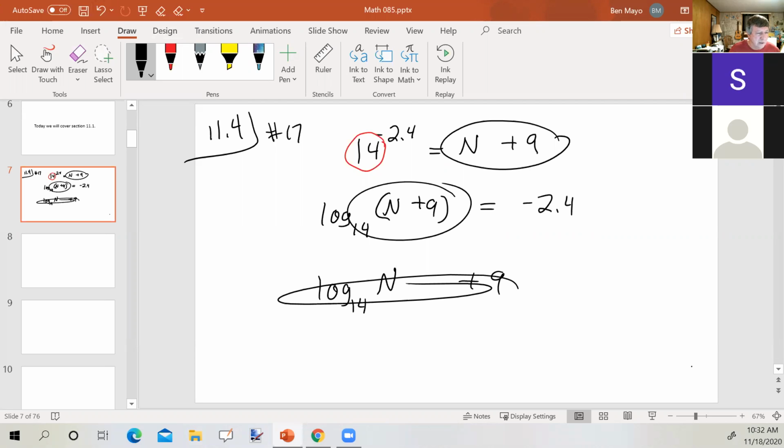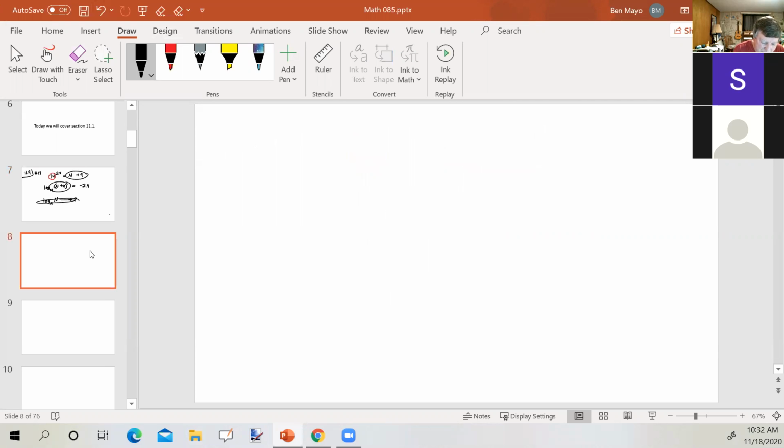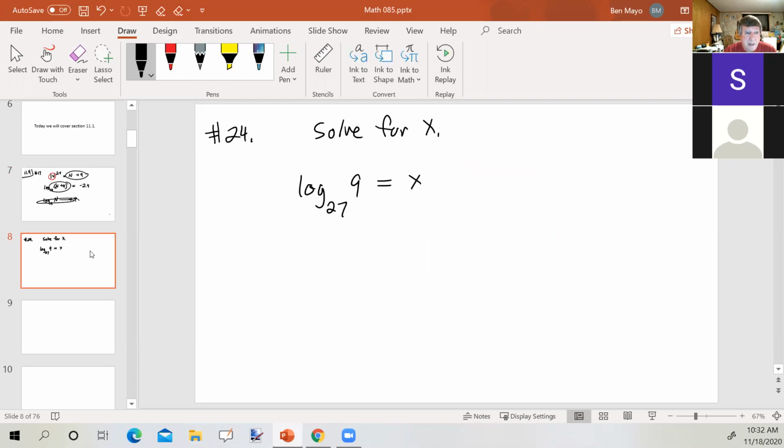Now we're going to take a look at problem number 24. And it says solve for x. We have log base 27 of 9 equals x. So the first thing we're going to do is put this into exponential form. So the base is 27, so it will become 27 to the x power equals 9.